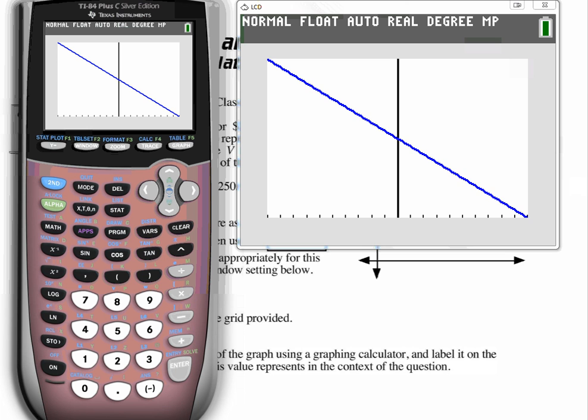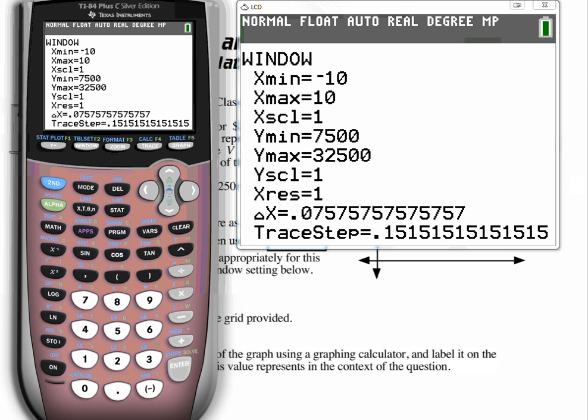Okay, so if we go back to Windows, we can see what they did. They said x min is from -10 to 10. So that's x min, x max, scale 1. Instead of doing our minimum of 7,500 for y, what can I change that to so that I could see the axis?